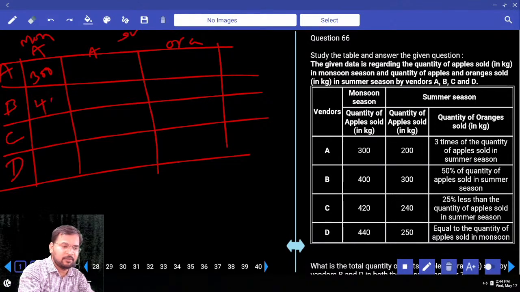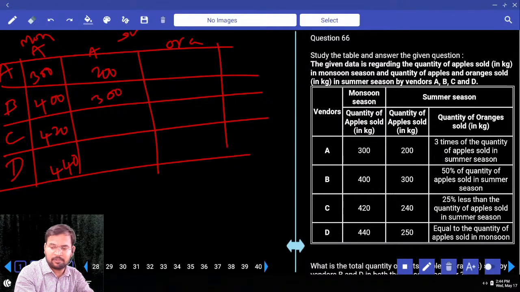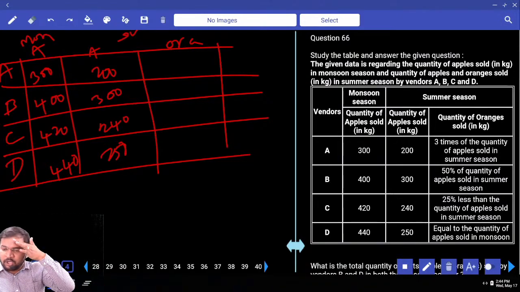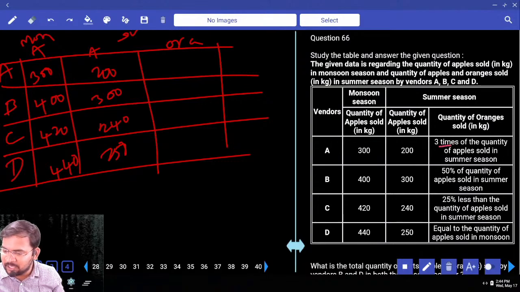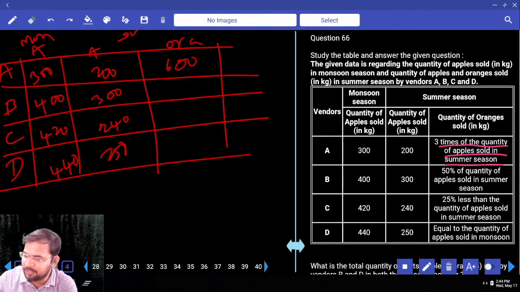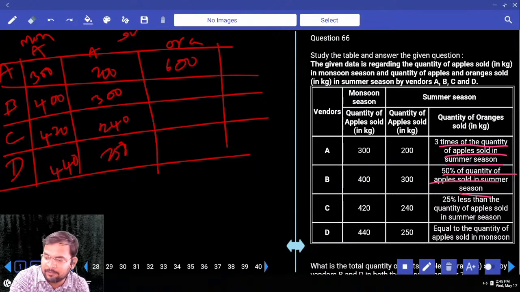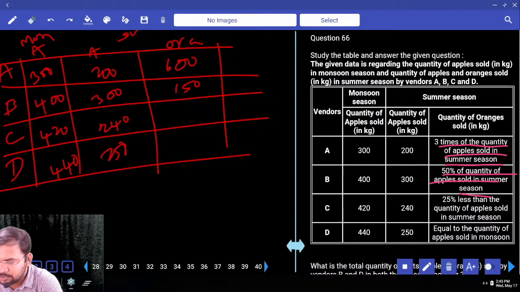300, 400, 420, 440. Next one also known data only, na. 200, 300, 240, 250. Now see here. Quantity of oranges is 3 times the quantity of apples sold in summer season. So how much? 3 times, that is 600. Next, 50% of the quantity of apples sold in summer season. How much? 150. Next?